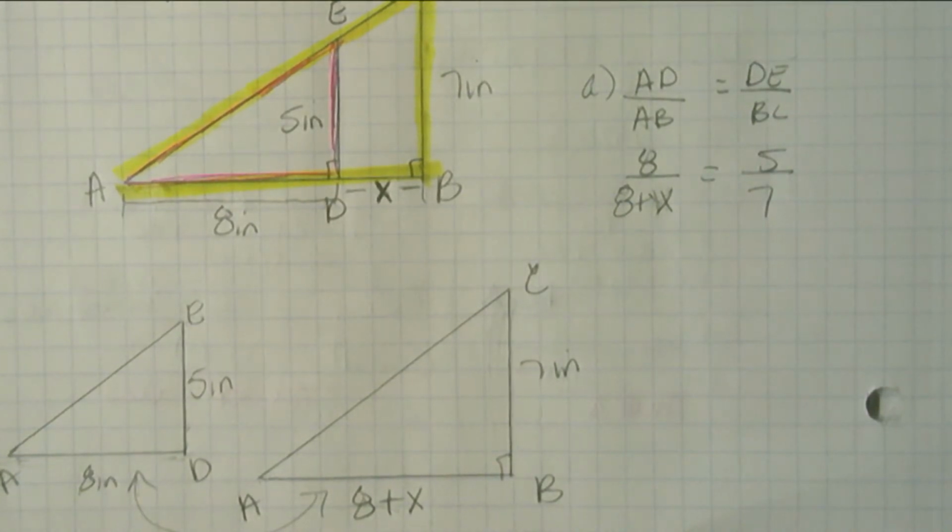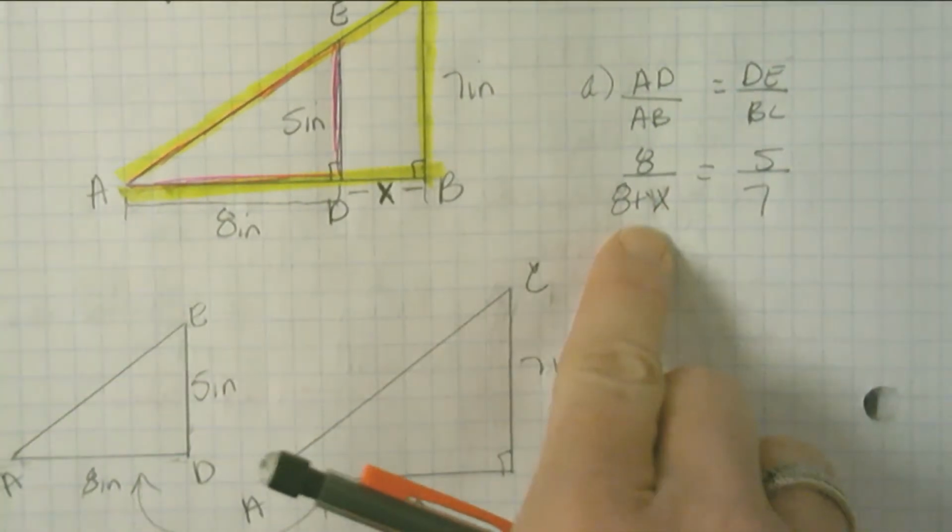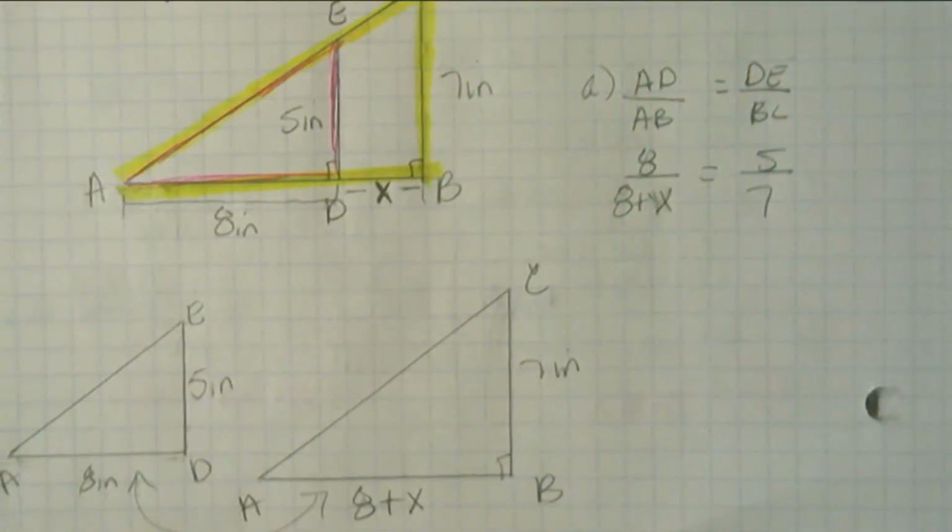What do I need to do with my 8 plus x while I'm doing the distributive property?